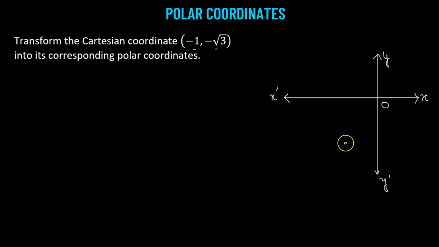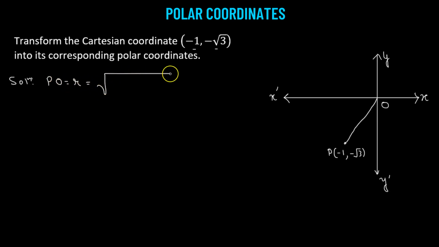Now let us suppose that this is our point P and it has the coordinate (-1, -√3). So it is -1 unit along the x-axis and we have -√3 along the y-axis. Our goal is to convert this to its equivalent polar coordinate. For that, let us begin by first joining the point P and the origin. So here we have to first find the value of r. This is nothing but the radius arm.